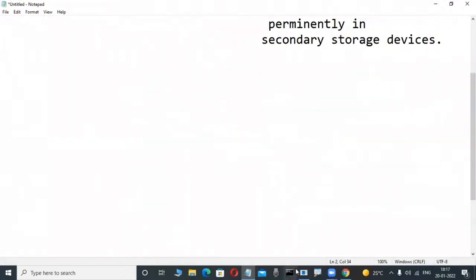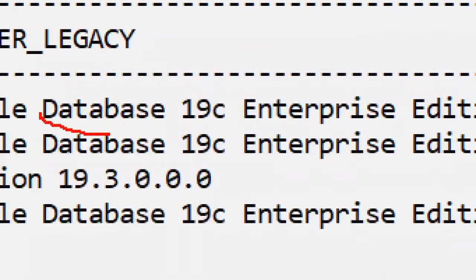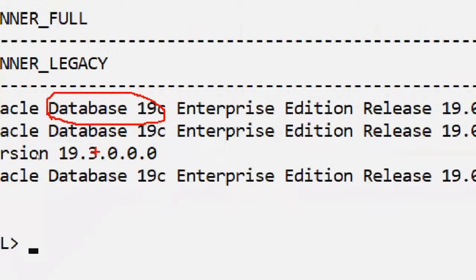Now check it out, concentrate here. For example, don't worry, suppose this is an Oracle database. In my system, so many classes we are teaching, that's why so many tables are there.